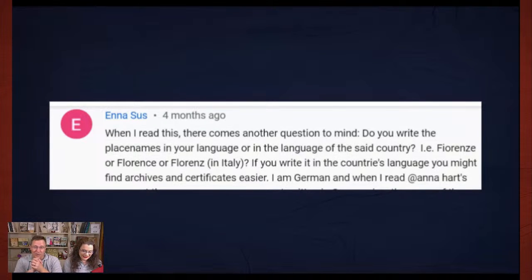Well, I'm going to go out on a limb here, and I'm going to say you should be using the native language, maybe. I'm going to be pretty definitive on that.